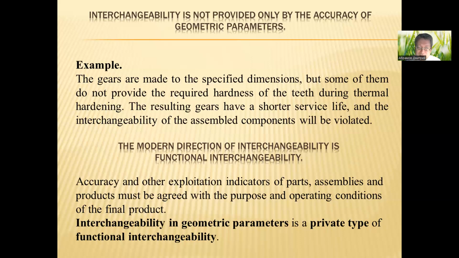Accuracy and other exploitation indicators of parts, assemblies, and products must be agreed with the purpose and operating conditions of the final product. Interchangeability in geometric parameters is a private type of functional interchangeability.